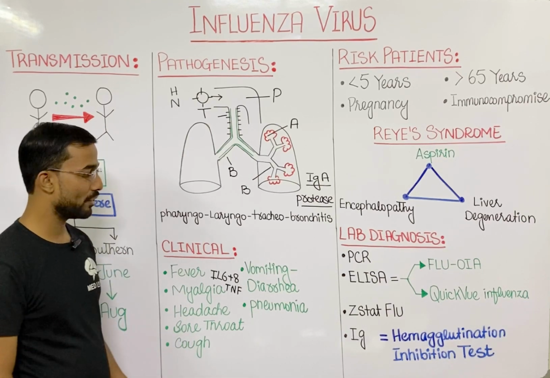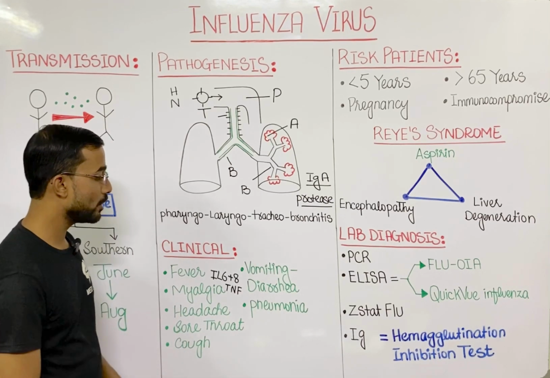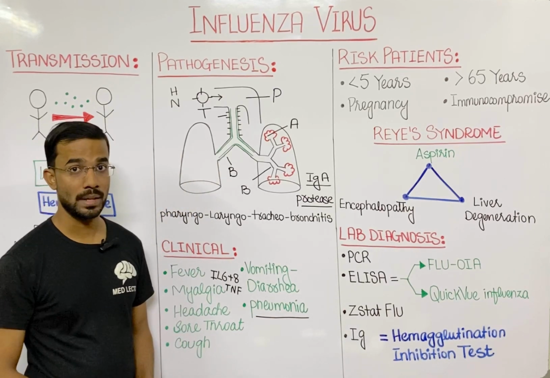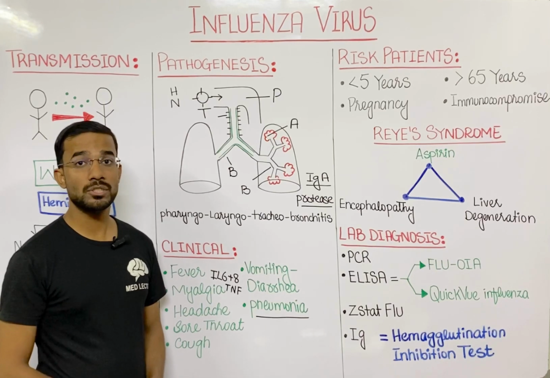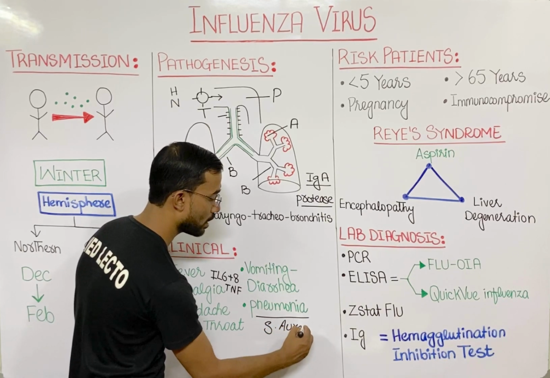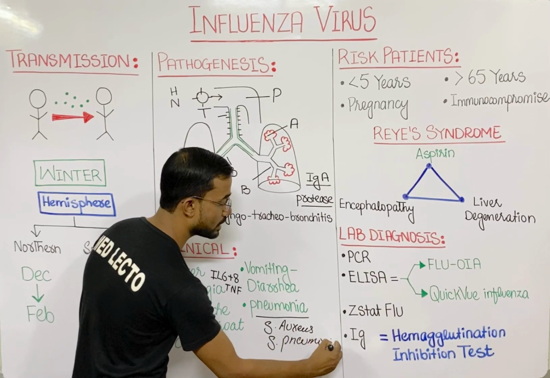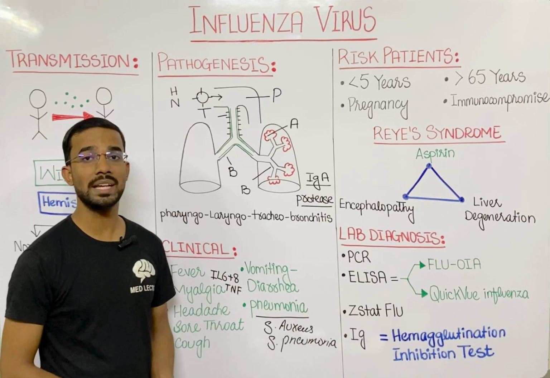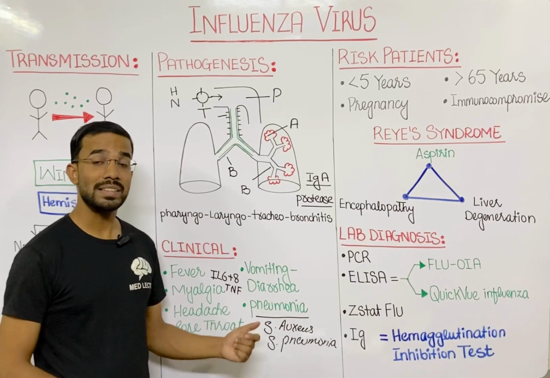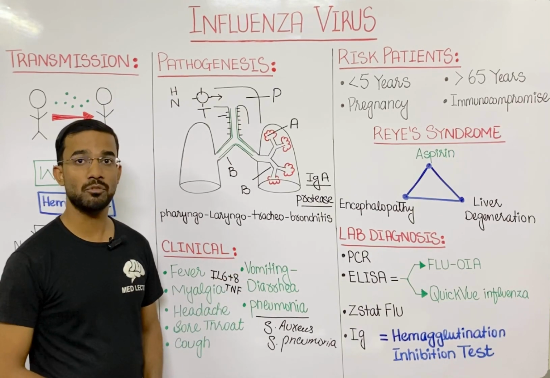Next, you can also see cough, vomiting, and diarrhea, which are basically rare manifestations. And you can also see pneumonia caused by the influenza. But you can also see secondary pneumonia caused by Staphylococcus aureus and Streptococcus pneumoniae. These can also cause pneumonia secondary to the influenza virus. Influenza virus causes pneumonia, but these bacteria can also get a chance at the same time as the influenza virus attack.